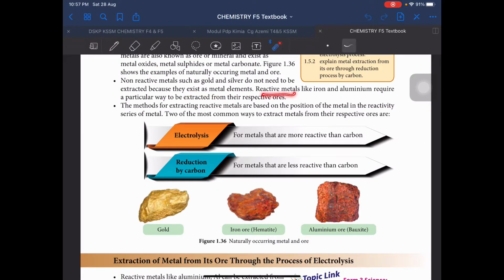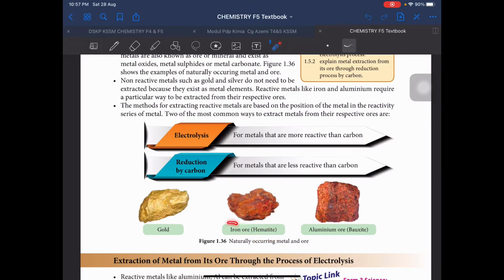Reactive metals, logam yang reaktif like iron and aluminium require a particular way to be extracted from their respective ores. Okay, so ini adalah contoh iron ore. Okay, iron ore, biji ferrum ataupun biji besi. Kan, you always heard this one kan? Biji besi ataupun ini adalah biji aluminium. They have other names, okay? Diorang ada nama lain iaitu hematite and also bauxite. Bauxite adalah aluminium ore. Hematite adalah iron ore.